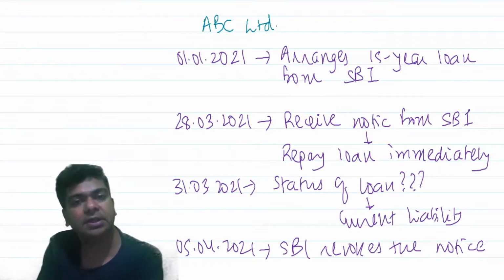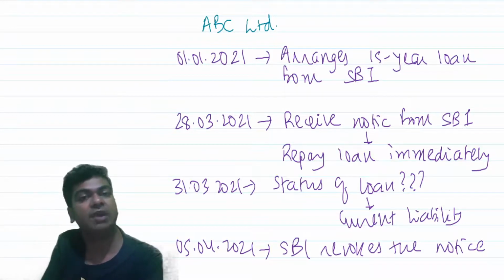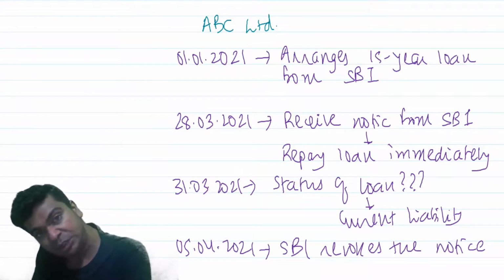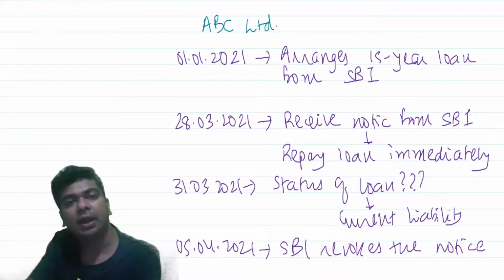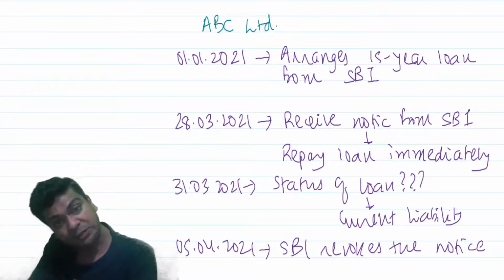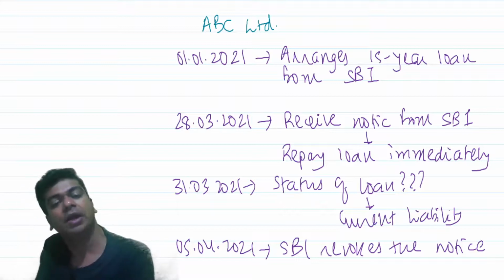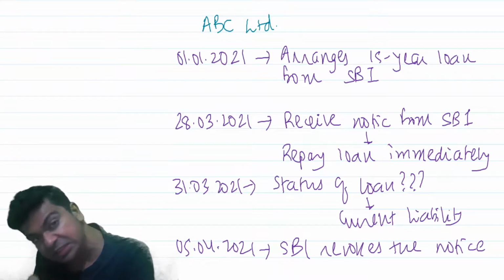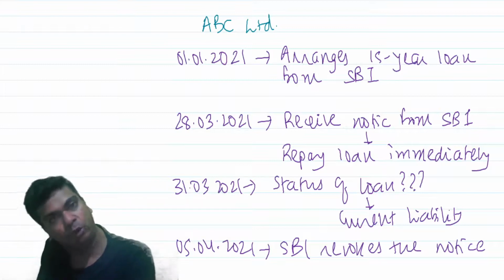But what really matters is the status of the loan on the balance sheet date. Because when I prepare the balance sheet, that's the time when I will be disclosing or reporting the loan as current or non-current. On 31st March 2021, because of the notice on 20th March, it has become a current liability. But on 5th April 2021, the moment the notice is revoked, the loan has become non-current liability. If you say that the event occurring on 5th April 2021 is a non-adjusting event, then I cannot change the status of the loan on 31st March 2021.